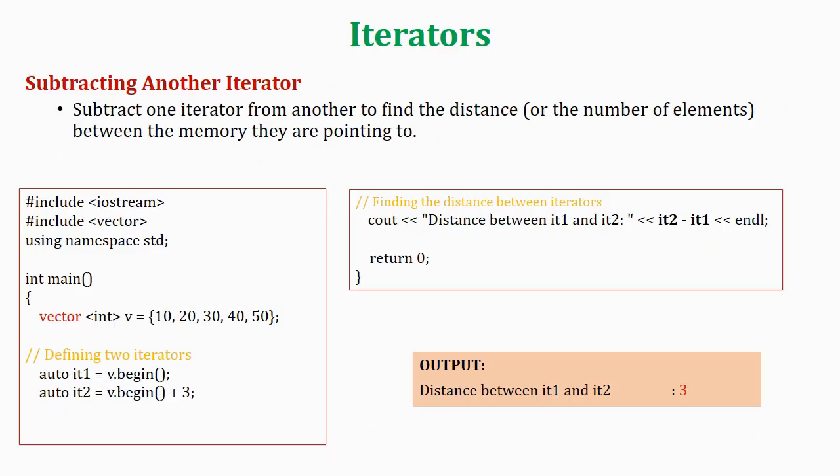Next is subtracting another iterator. Subtract one iterator from another to find the distance, that is the number of elements. So for example, vector v, a collection of elements. So here we are creating two variables, it1 and it2. it1 starts from the beginning. it2 starts from the beginning plus 3. So here, beginning plus 3 is here. So what is the difference now? it2 minus it1. What is the difference here? 3.